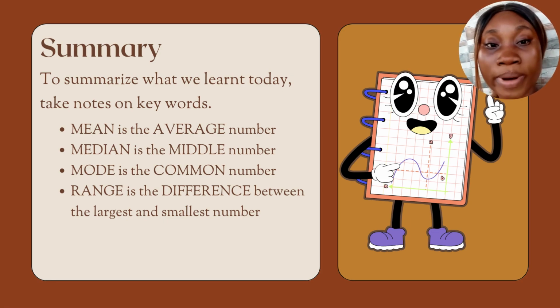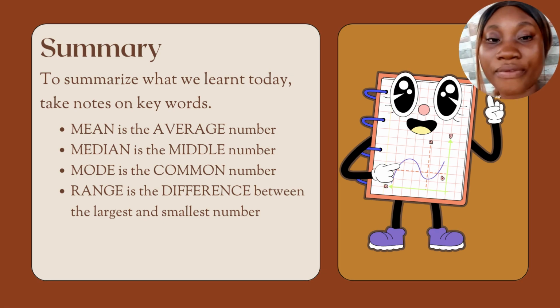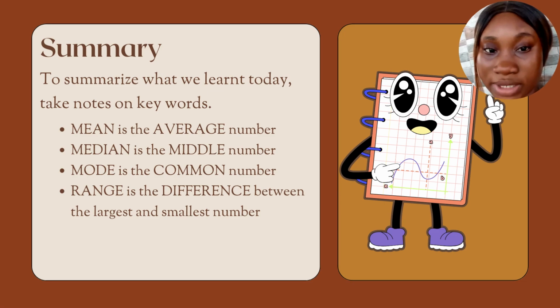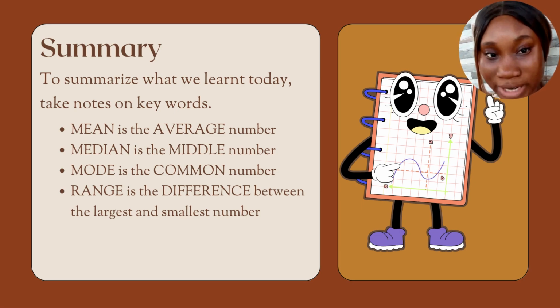And for your mode, the number that appears the most. We've learned that sometimes you can have just one number appearing the most. Sometimes you can have two numbers or three numbers appearing the most. Write all of them out together as your mode. And sometimes you can have no mode at all. For your range, simply do the biggest number minus the smallest number, and that gives you your range. So the mean is the average number, median is the middle number, mode is the common number, and range is simply the difference between the biggest number and the smallest number.